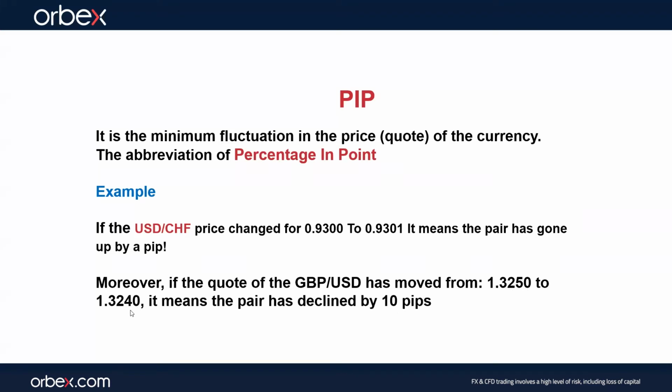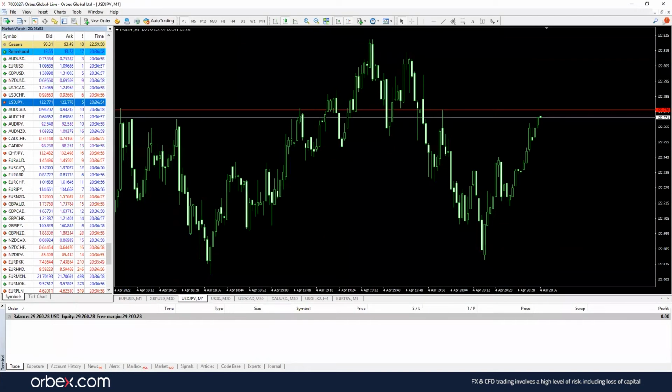So a pip is the fourth number after the decimal point. And then if we go into more pips, this is 1 pip. This move here is 10 pips in this example. And then obviously if we went from 133.50 to 132.50, this would be 100 pips. So again, let's take a look on our MT4 platform.